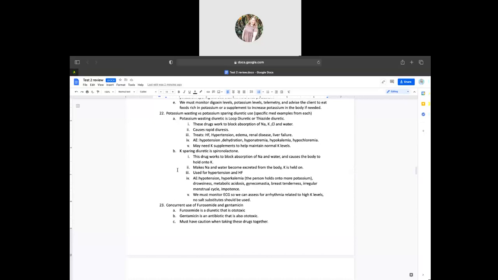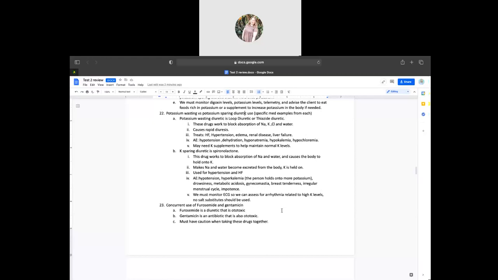Of course, we need to make sure that we monitor EKG levels to assess for any arrhythmia-related changes due to the high potassium levels. Remember, we cannot give the patient salt substitutes who are using a K-sparing diuretic because salt substitutes have potassium in them, and that can add to higher potassium levels in the body.